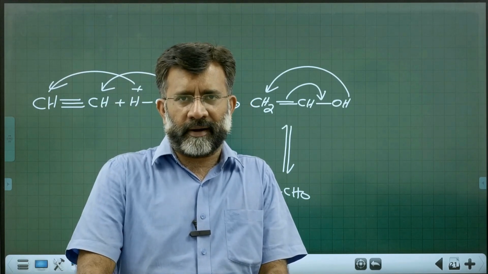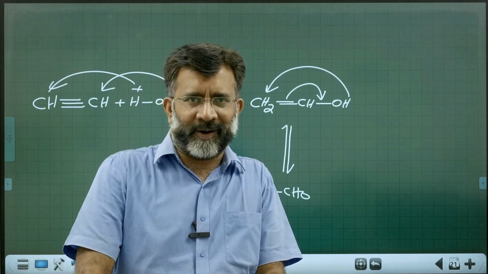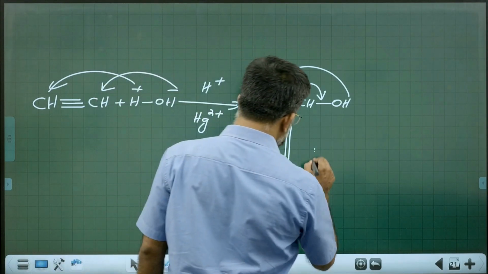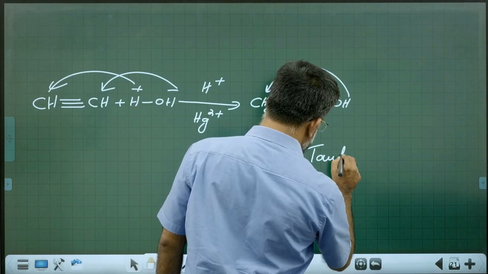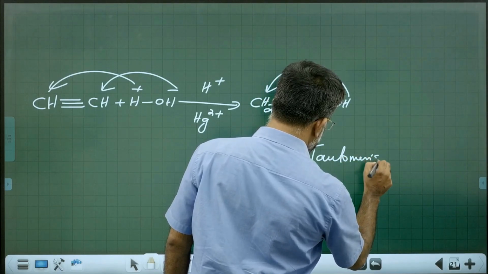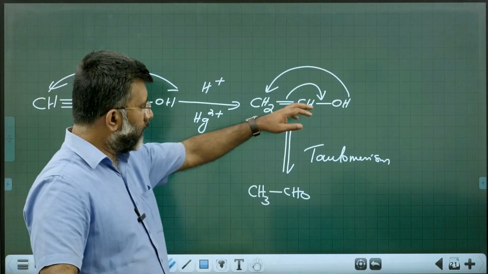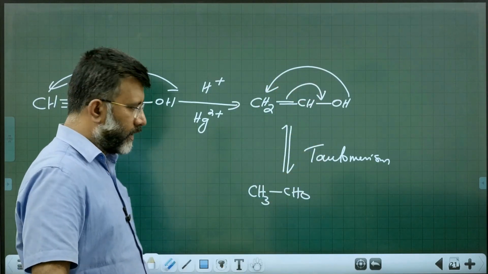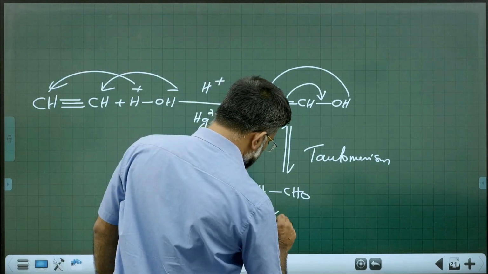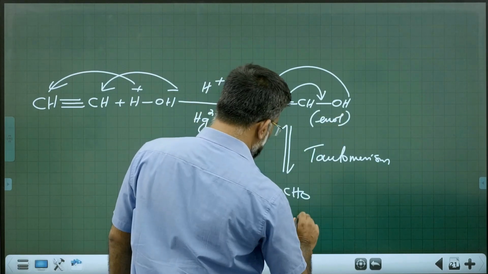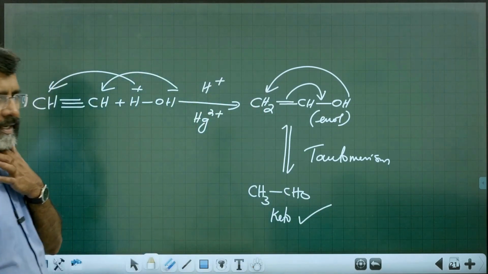Isomerism exhibited under dynamic equilibrium. What is that called? Exactly, tautomerism. This is called tautomerism. An isomerism exhibited under dynamic equilibrium by the 1,3 migration of hydrogen atom. This is called a keto form, and this is called an enol form, and major quantity will be keto form.